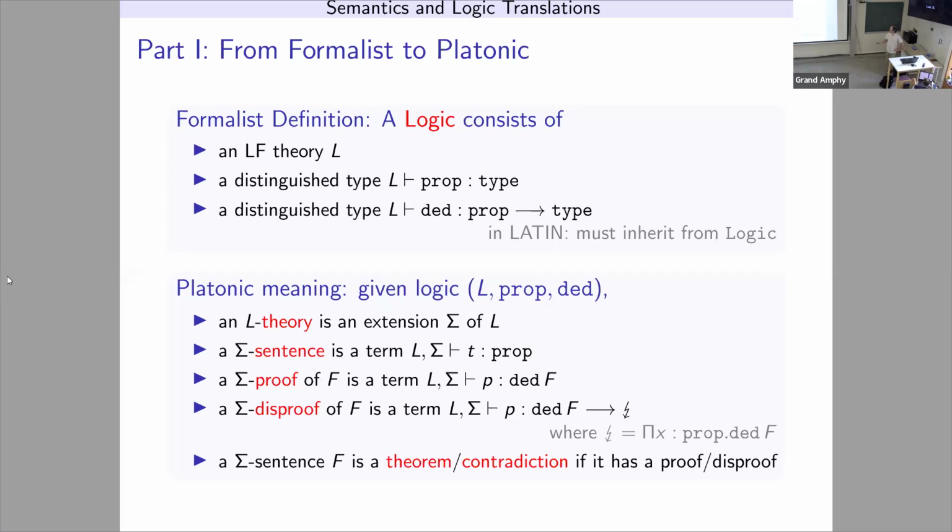And we can define what a theorem or a contradiction is. It is a proof or a disproof. And of course, to avoid any confusion, most formulas will be neither. Some formulas have proofs, some have disproofs, and then there's a lot in between.